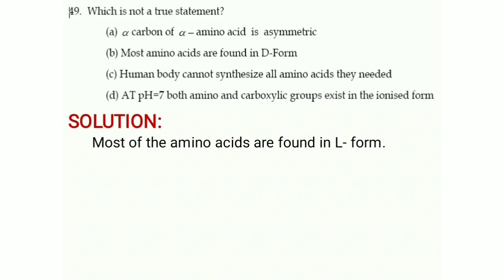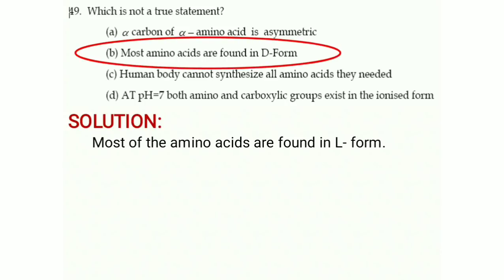Very, very important. The human body cannot synthesize all the amino acids it needs, so definitely it is true. There are essential and non-essential amino acids. At pH equal to 7, both the amino group and carboxylic acid group exist in the ionized form, so that is also true. So not a true statement: most amino acids are in the D form is wrong. So B is the answer.